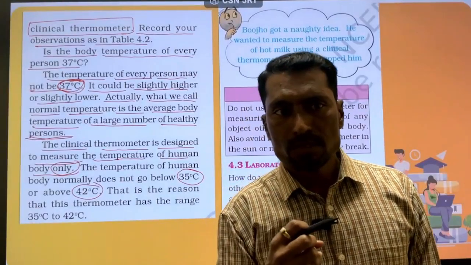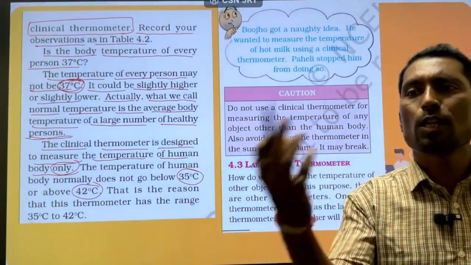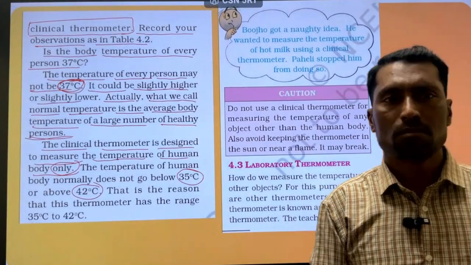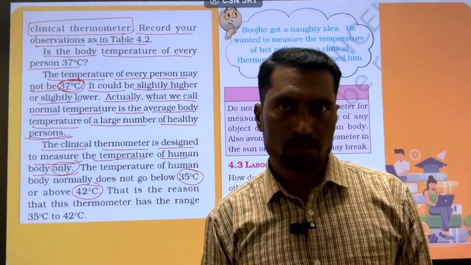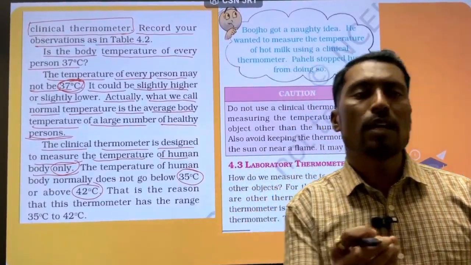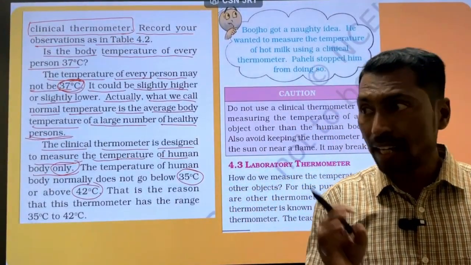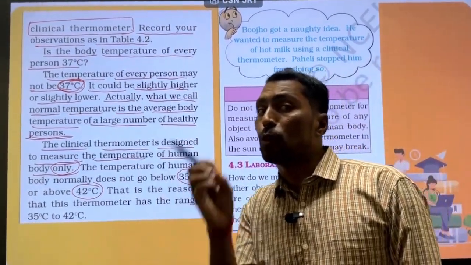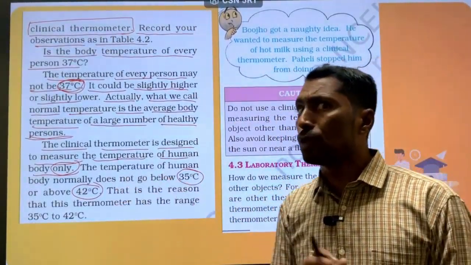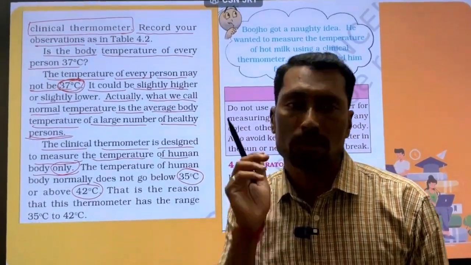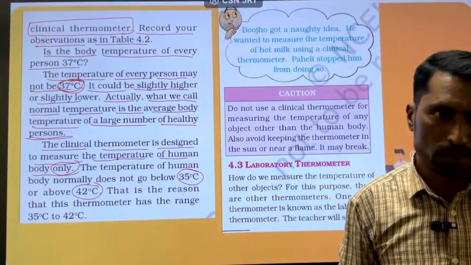Why is this? ऐसा क्यों? हम दूसरे ऑब्जेक्ट क्यों नहीं इससे मेजर कर सकते? Other objects can vary in their temperatures also, and our clinical thermometer shows the reading only from 35 degrees Celsius to 45 degrees Celsius. If the object is hot, it has a 50 degrees Celsius temperature.